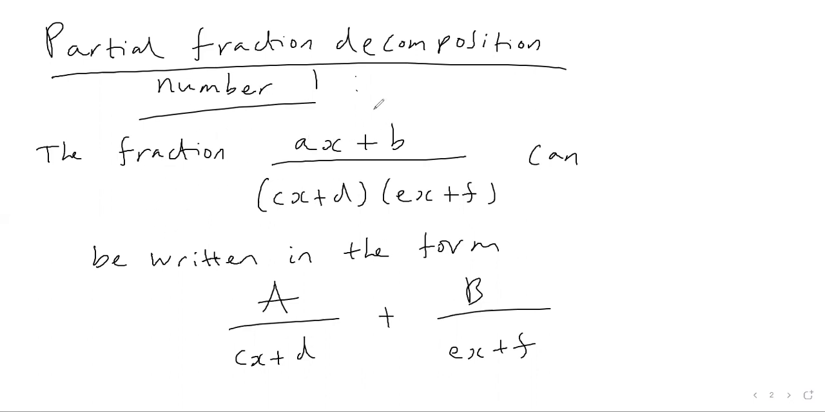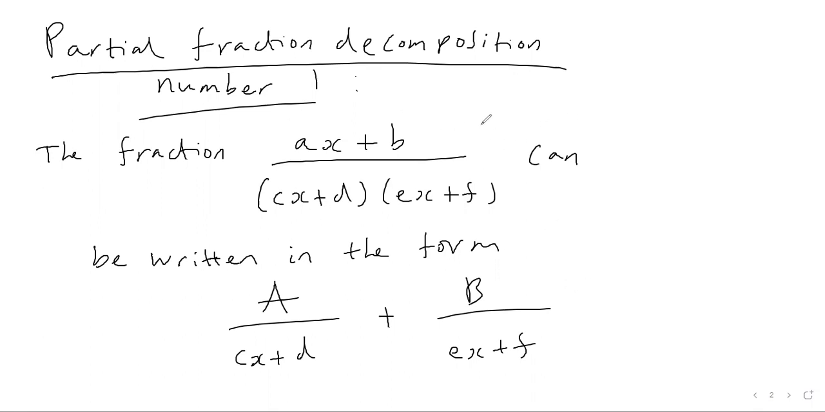So if you have a fraction in this form here, a number times x plus a number, divided by (cx plus d) times (ex plus f) on the denominator, this can be written in the form like this. So this is always true. It can be written in the form a over cx plus d plus b over ex plus f. So this is the first partial fraction fact that you need to know, that this fraction here can be written like this, where all of these letters are real numbers.